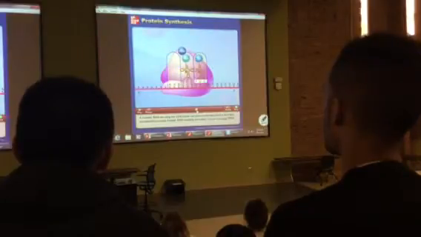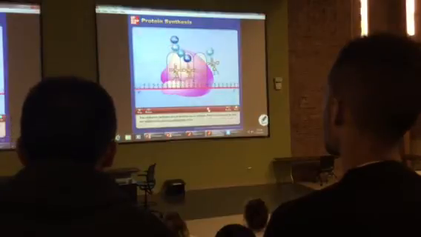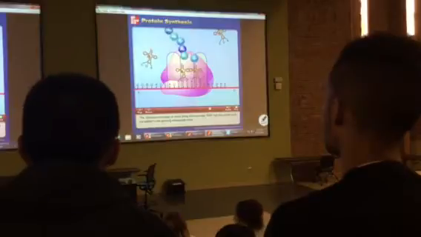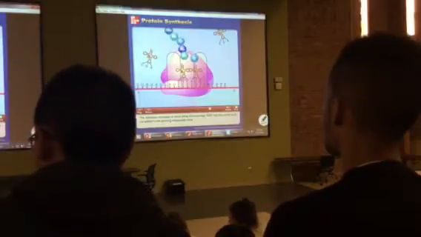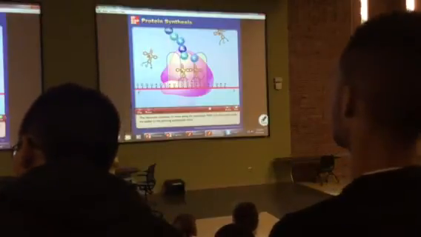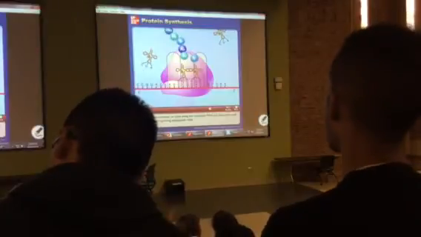Another tRNA with another amino acid. tRNA with amino acid, tRNA, amino acid. What have we done here? We're stringing together amino acids. We are creating primary structure. And the amino acids are strung together in just the perfect order.